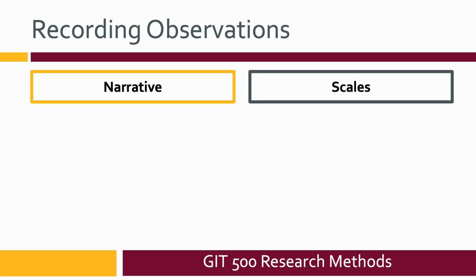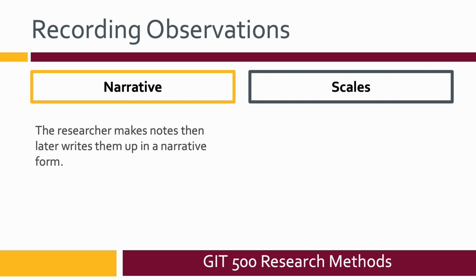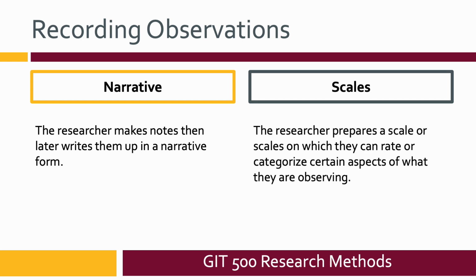When recording what is being observed, there are two ways you can approach it. It can be a narrative recording where the researcher makes notes and then later writes them up in narrative form. They might also record interviews on video or audio and then make notes from those. Or by having a predetermined scale or set of scales which they can rate or categorize certain aspects about what they have been observing.